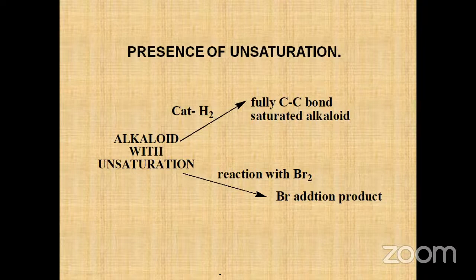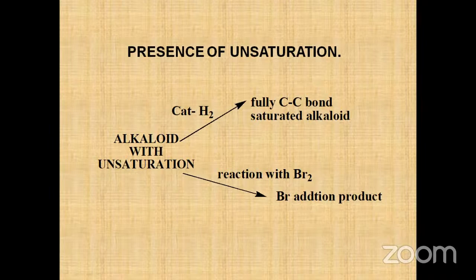Suppose the alkaloid has one double bond. We have already seen this in the alkaloids, terpenes and terpenoids during the structure determination of alpha-terpineol and limonene. We add bromine. If it has one double bond, we add one molecule of bromine, which leads to formation of a dibromo product. If it has two double bonds, or one triple bond, it leads to formation of a tetrabromo product. So bromine addition takes place, leading to the bromo product, which indicates the presence of unsaturation in the alkaloid.